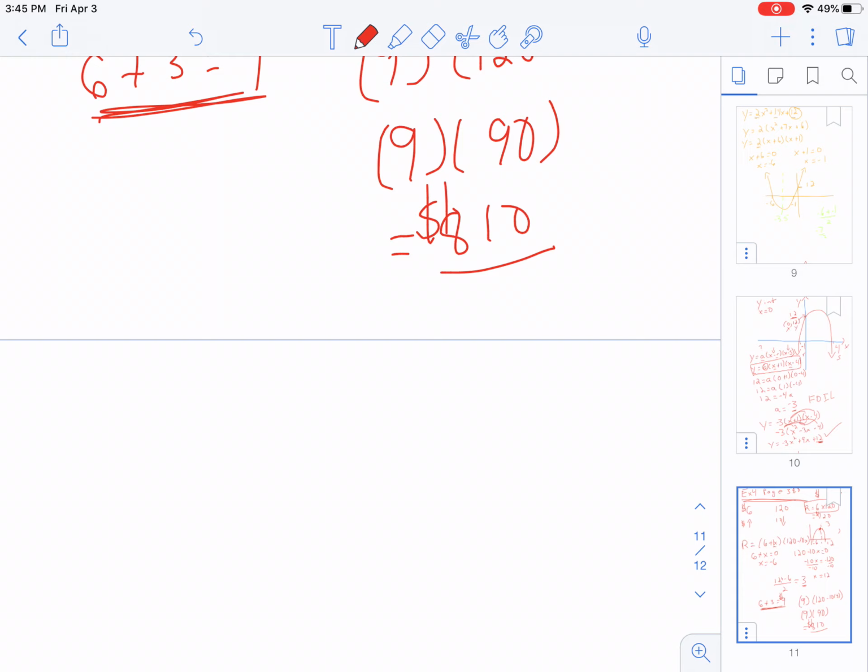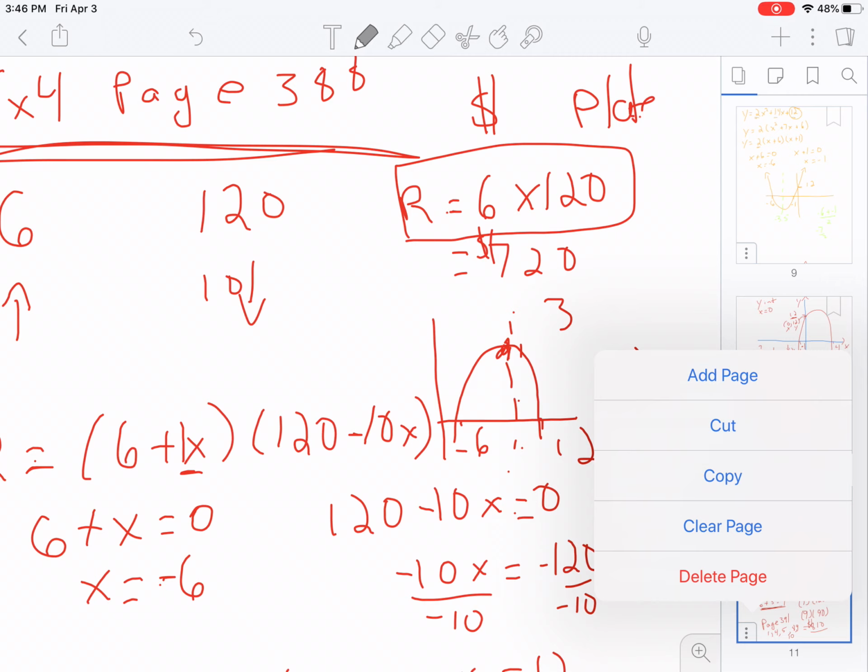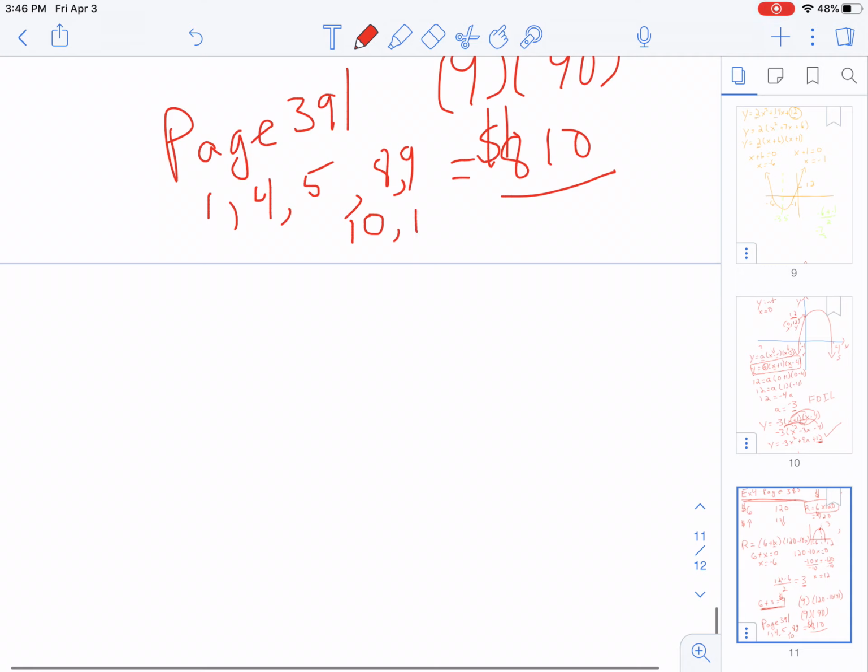All right, so that's today's lesson for you guys to work on. I'd go to page 391. Do number 1, 4, 5, try 8 and 9, and then do 10 and 11. So 1, 4, 5, 8, 9, 10, 11. All right, good talk.